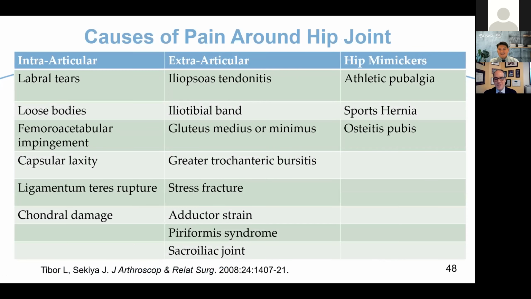Okay, so we broke this down here into intra-articular, extra-articular, and the hip mimickers. This is an older article, but I think it nicely reviews how to break that down. Intra-articular are like labral tears, loose bodies, femoral acetabular impingement. Extra-articular in the middle is outside of the joint, so iliopsoas tendonitis. You can have iliotibial band. You can have snapping tendon syndrome where the IT band rubs against the greater troch. Gluteus medius or minimus tears.